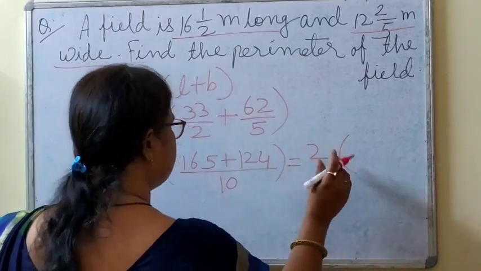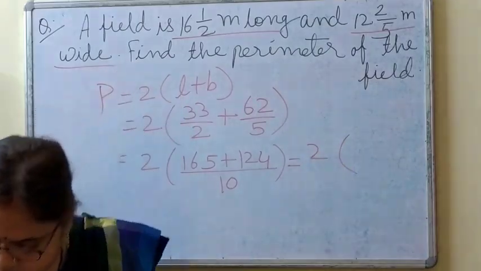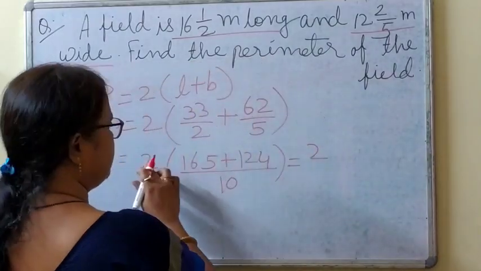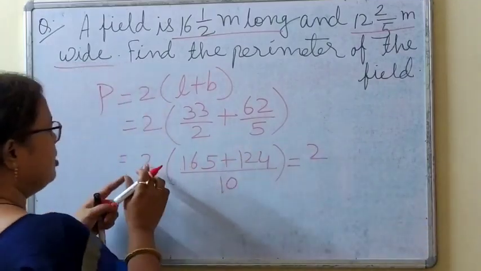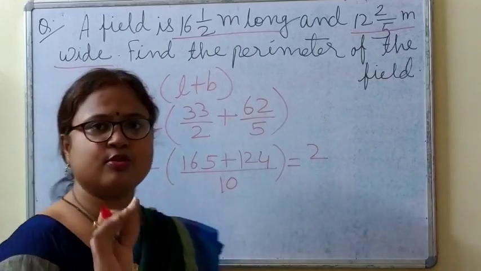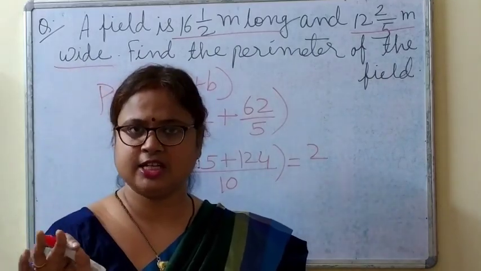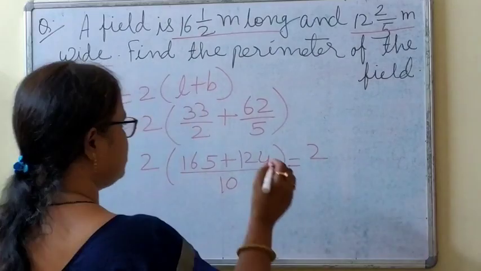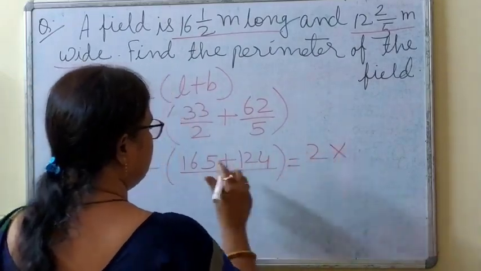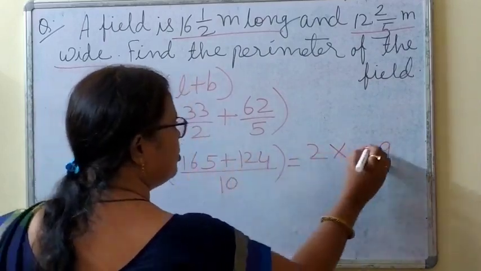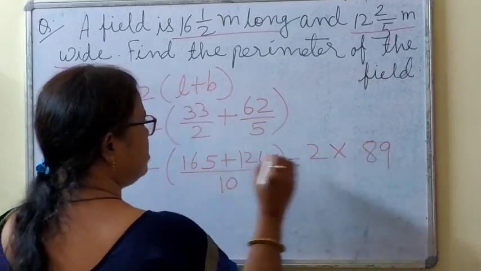Clear? So what can you write here? 2, then inside the bracket or without the bracket also. Directly we can put a multiplication sign here, because between the number and the bracket no sign is given, no plus or minus sign, no division sign. That means the multiplication sign is there. So here we write 2 into what? Add this one: 5 and 4 is 9, 6 and 2 is 8, and 1 is 1, so 189 by 10.